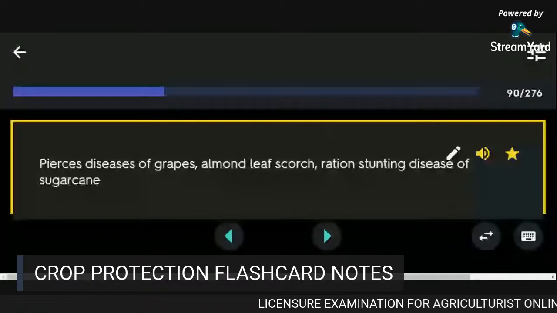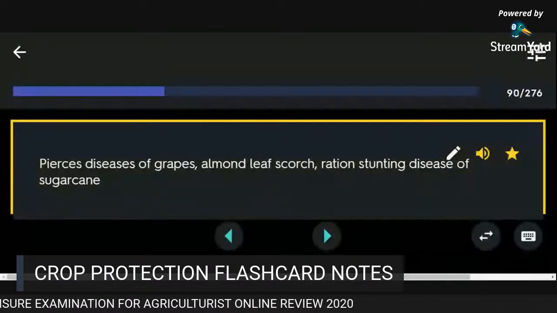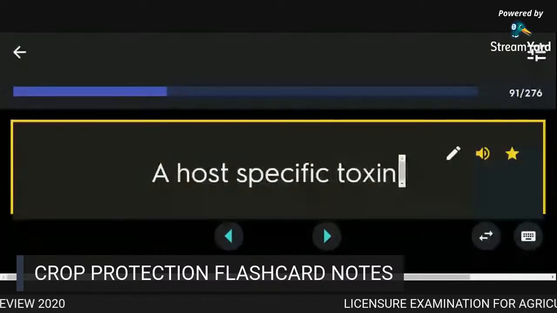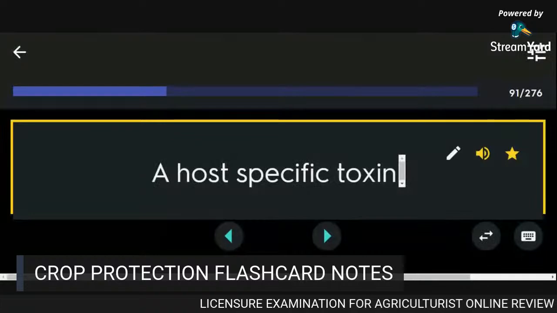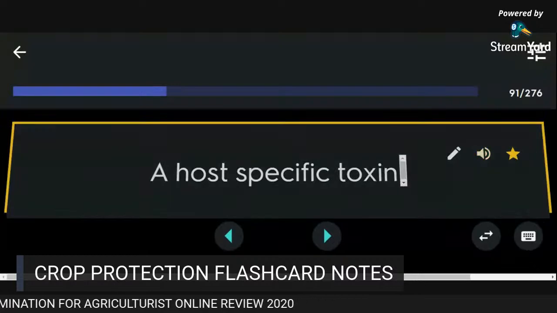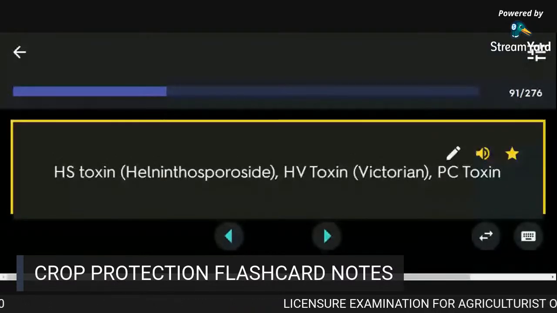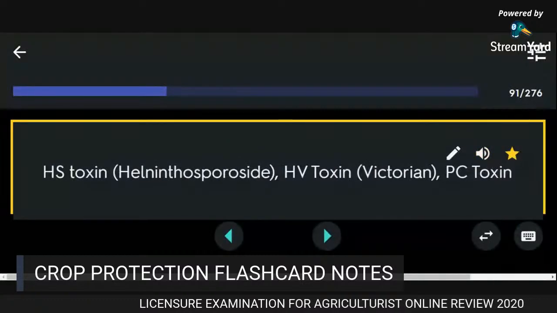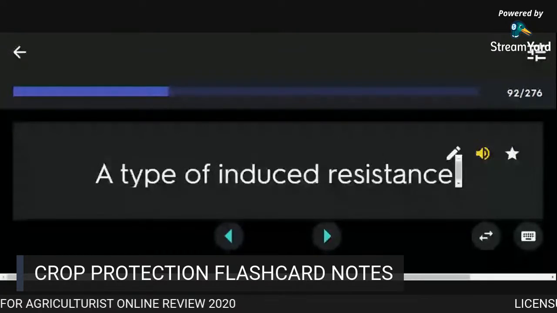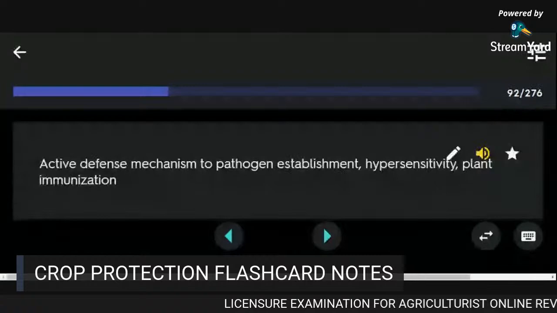Gorge, rash and stunting disease. HS toxin, HV toxin, PC toxin. A type of induced resistance: active defense mechanism to pathogen establishment, hypersensitivity, plant immunization.